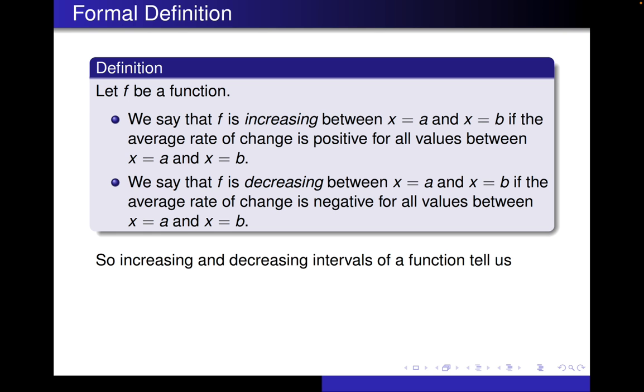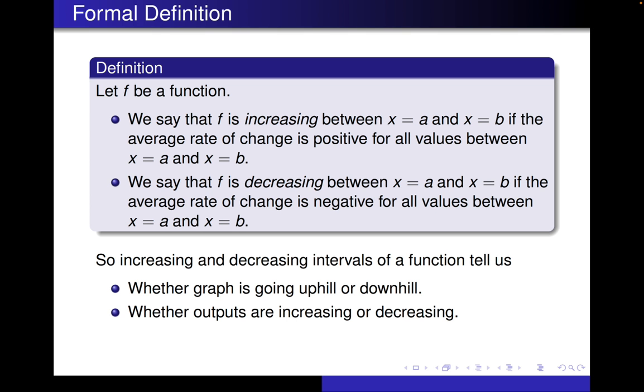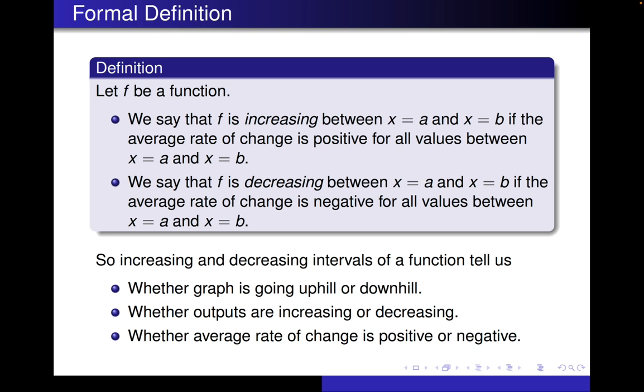So what it tells us is that increasing and decreasing intervals of a function tell us where the graph is going uphill or downhill. It tells us whether the outputs are getting bigger or getting smaller. The outputs are increasing, or the outputs are decreasing. And it also tells us whether the average rate of change is positive or negative.